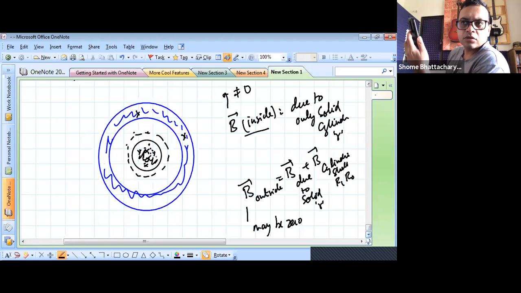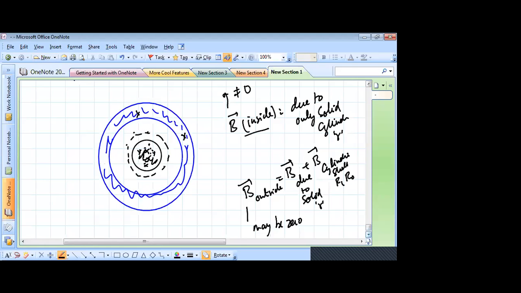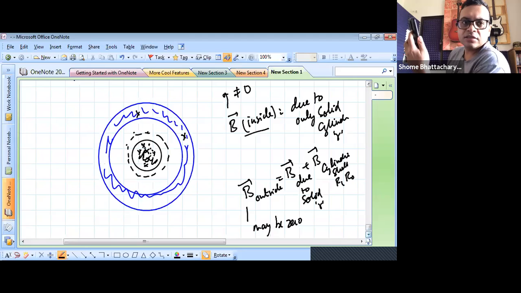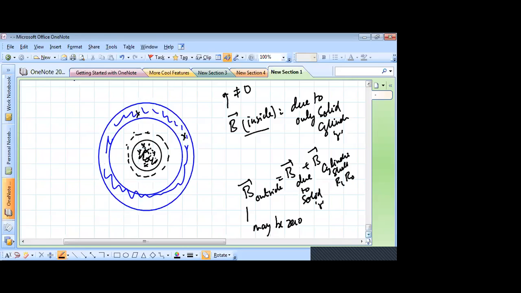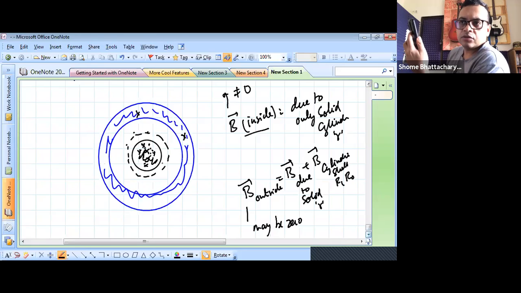Okay, fine. You understanding the point? If at this point, where I made the dotted curve, the magnetic field is zero, then the integral of B dot dl should be zero. Yes. So if B dot dl is zero, how can there be a current contained inside? You understanding the point? Yes sir. So the magnetic field here is not zero, but the question is saying that the magnetic field is zero.